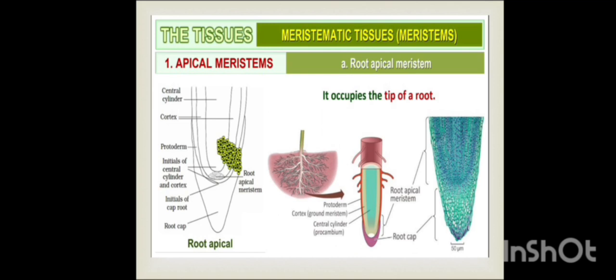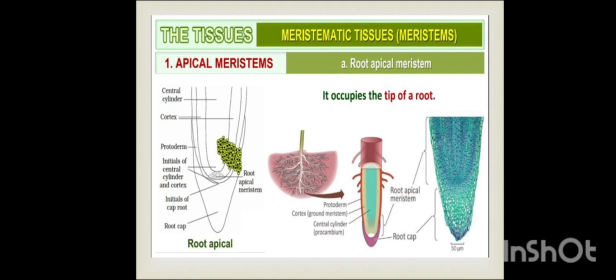Next, the root apical meristem occupies the tip of a root. We have to observe the root apical meristem. In the root system, the root has a primary root and its side branches, called lateral roots. The upper side of the root is the root apex. In the root apex, the meristematic tissue is present, which is the apical meristem. We have to observe in this slide the initials of the central and cortex type. It is the root apical meristem.